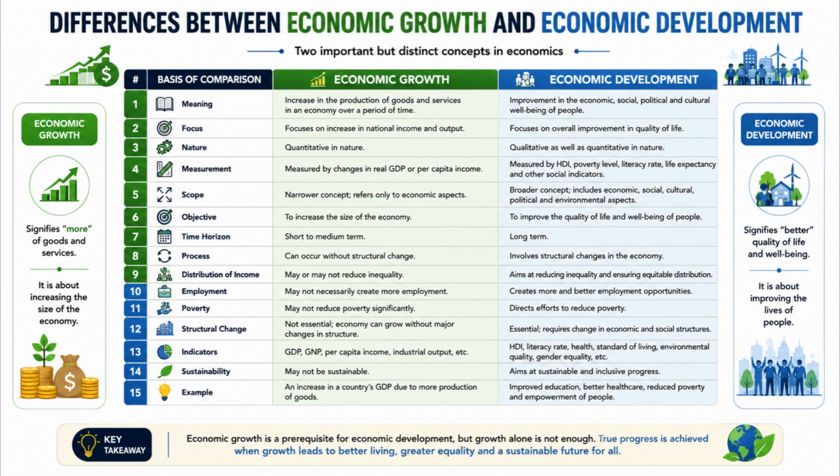Number 14. Economic growth may not always be sustainable in the long run, whereas economic development emphasizes sustainable and inclusive progress. Number 15. An example of economic growth is an increase in a country's GDP due to higher production, whereas an example of economic development is improved education, better healthcare, reduced poverty, and enhanced living standards.